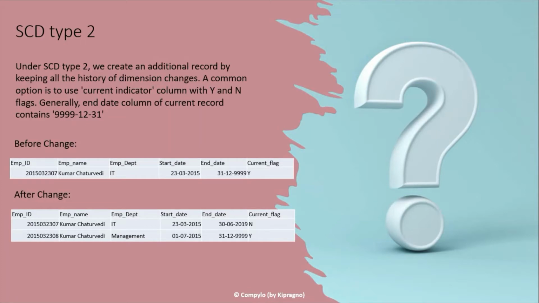So as you can see on the screen, before the change there is a single row with employee ID, employee name, employee department, start date, end date and current flag. And after the change, we have two rows after the change of department.